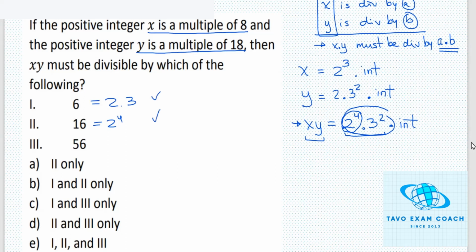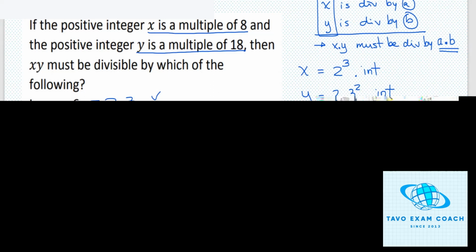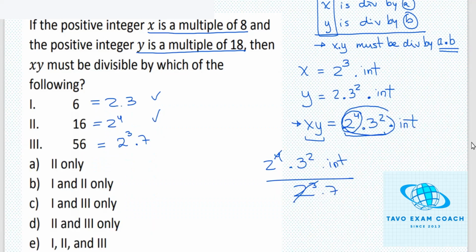What about 3? 56 can be factored as the product of 8 times 7, that is 2 up to 3 times 7. If we divide xy by 56, what will happen? We can cancel 2 cubed with 2 up to 4. But what about 7? Can we cancel it? We would only cancel this factor here if this integer was divisible by 7.